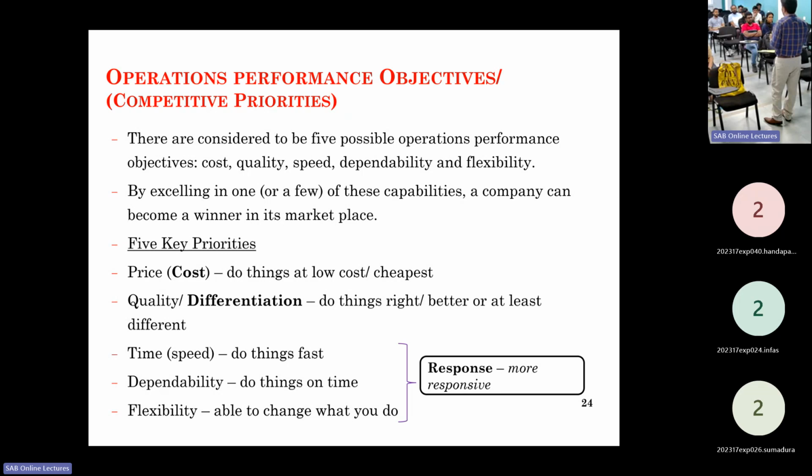Then there are some companies competing based on this. Can you think of some industries and some companies that are competing based on speed? Delivery services or courier services, what we call logistics businesses. This is one such industry where speed matters a lot. Speed, that is the fastest.